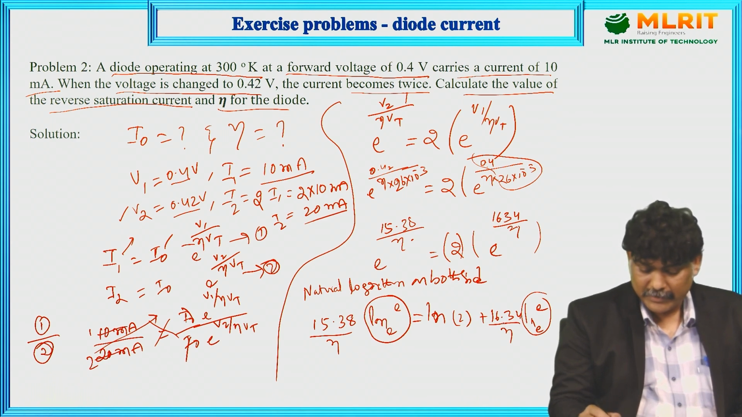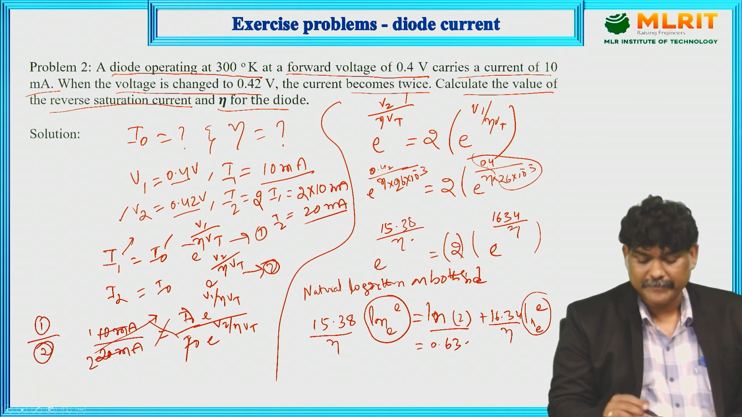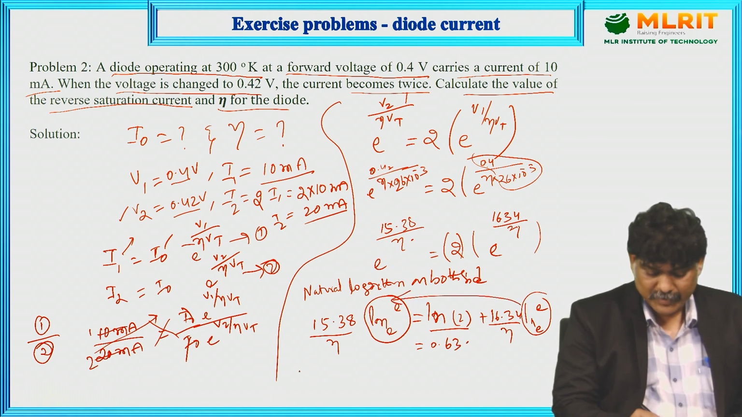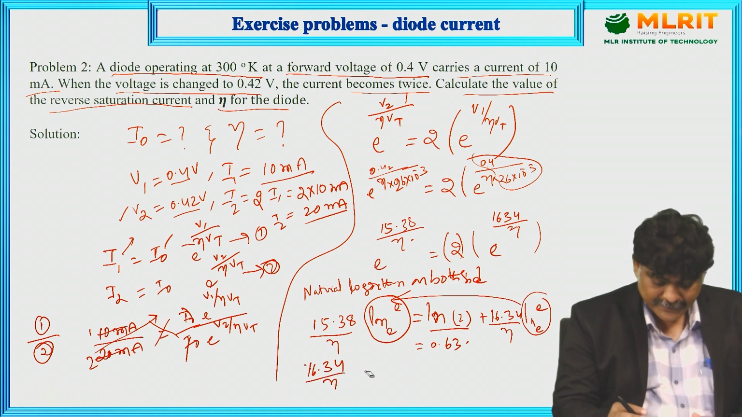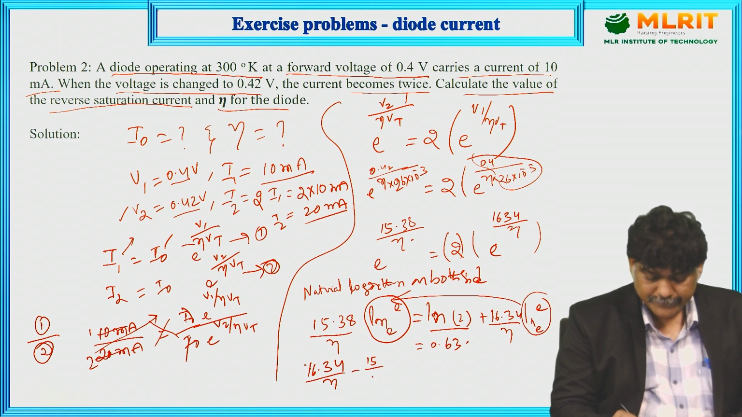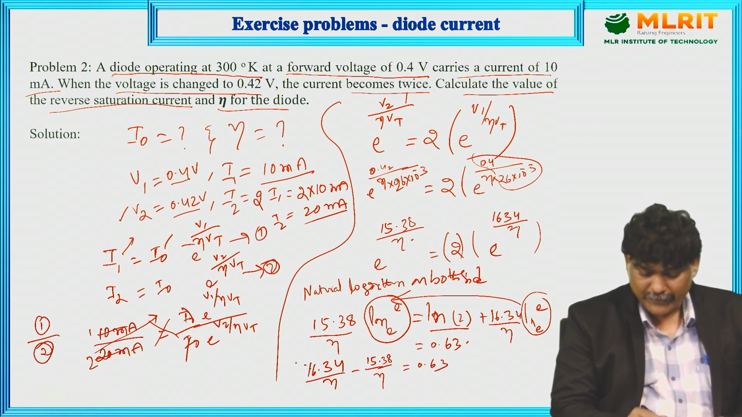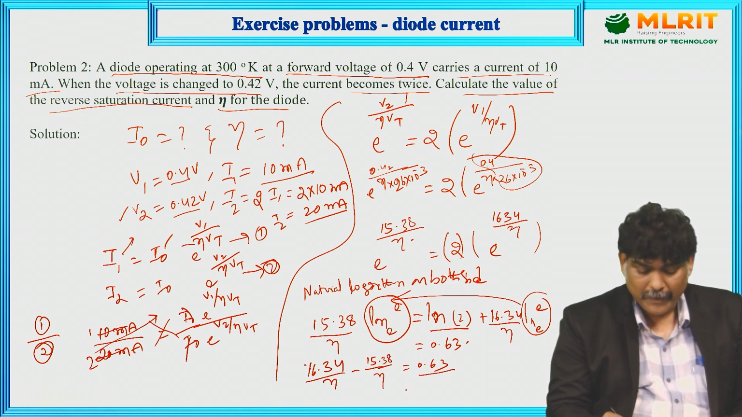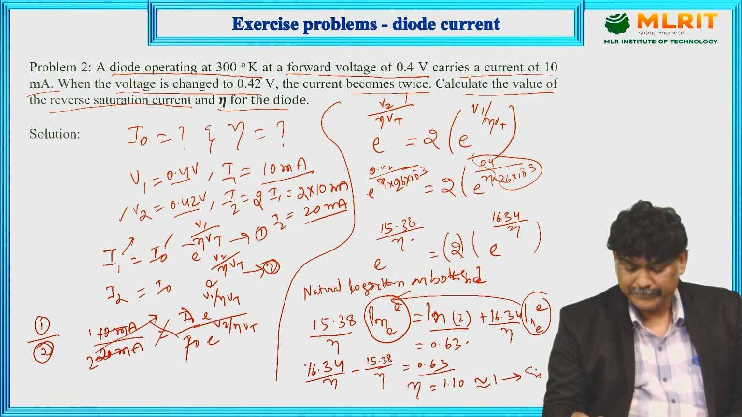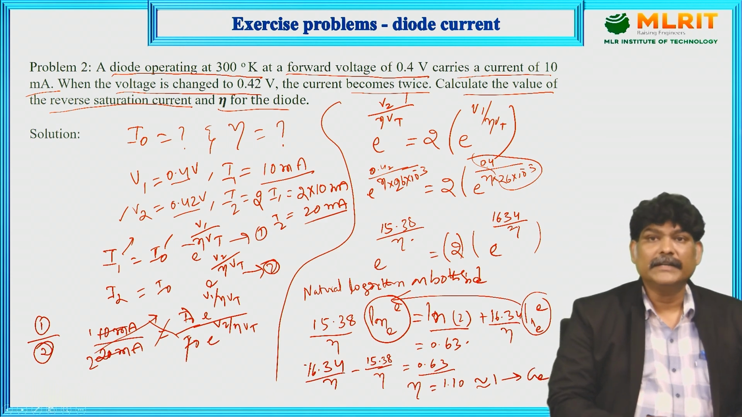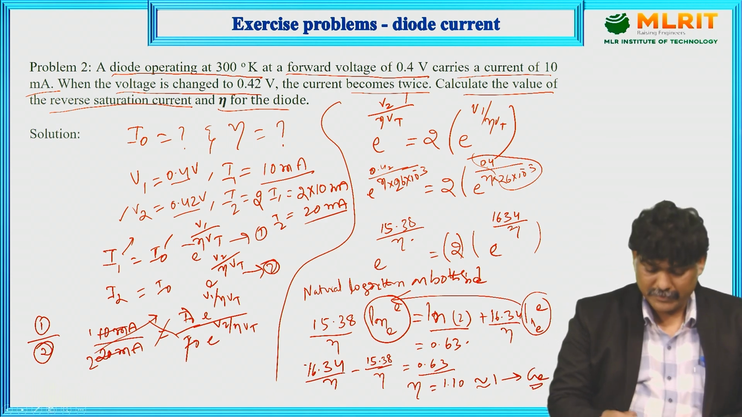So therefore here what is the value of this ln 2? 0.63 something. Okay. If you take this outside, that means 15.38, or otherwise you can write 16.34 by eta is equal to minus 15.38 eta, which is equal to 0.63. So if you solve for this, then you will get the eta value as 1.10 something, which is approximately 1. So we know eta is equal to 1 for germanium. So this way we have calculated eta.